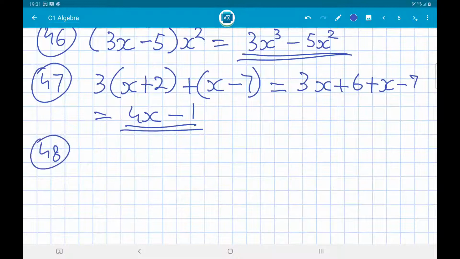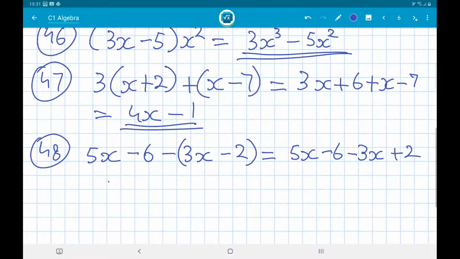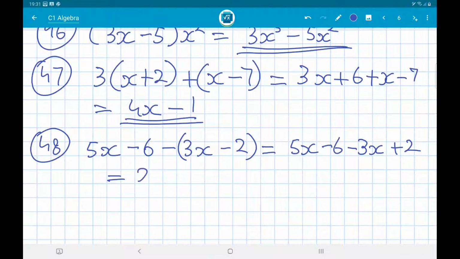48, 5x minus 6 minus 3x minus 2, and these ones are in brackets, so that would expand out to be 5x minus 6 minus 3x plus 2, and that would end up being 2x minus 4, and that would be that.